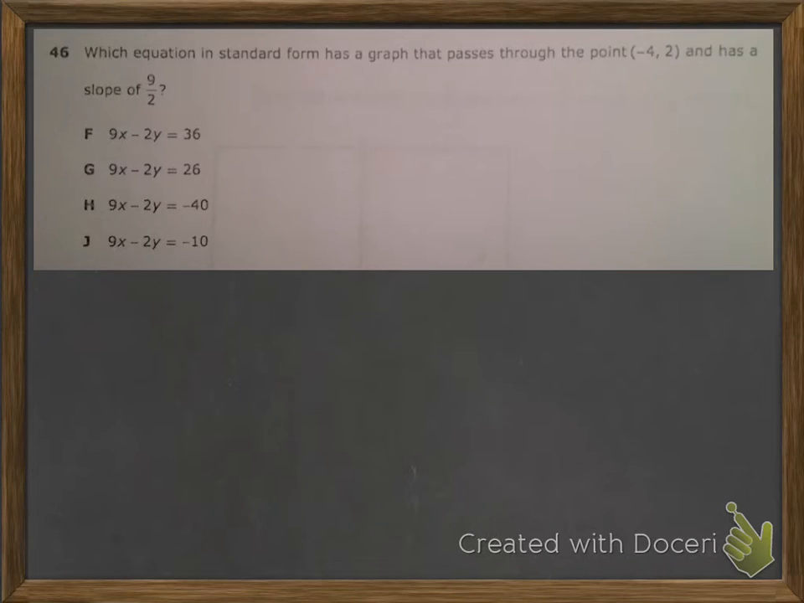Page 2, number 46. Which equation in standard form has a graph that passes through the point negative 4, 2, and has a slope of 9/2? Whenever you're given the slope and a point, you guessed it, you're going to use point slope form. y minus y1 equals m times x minus x1. Remember, you're going to replace your y1 and your x1 from the point that they give you.